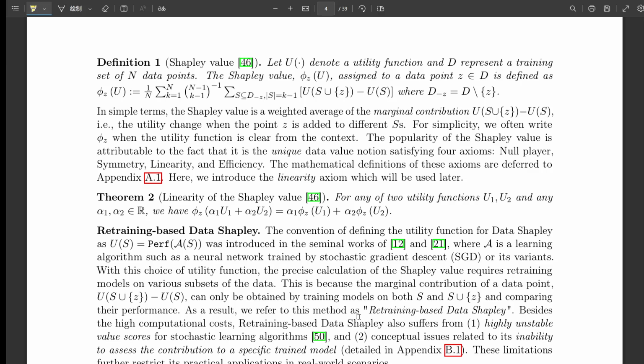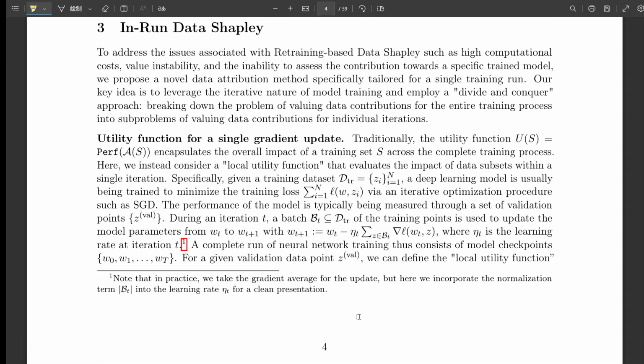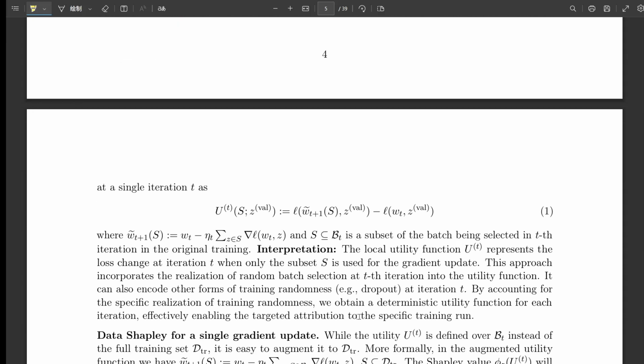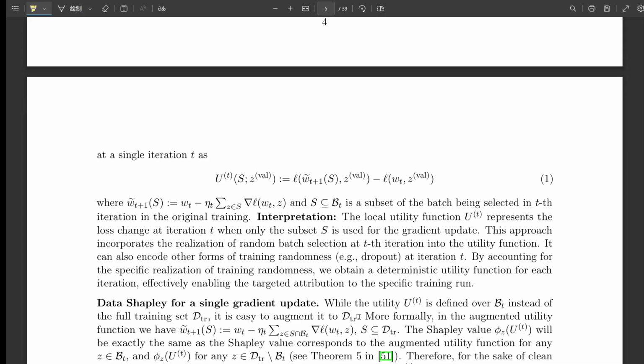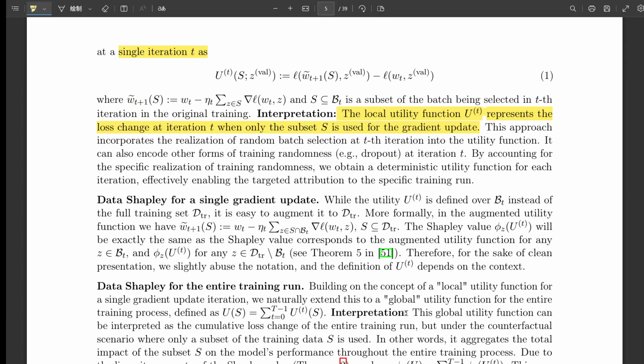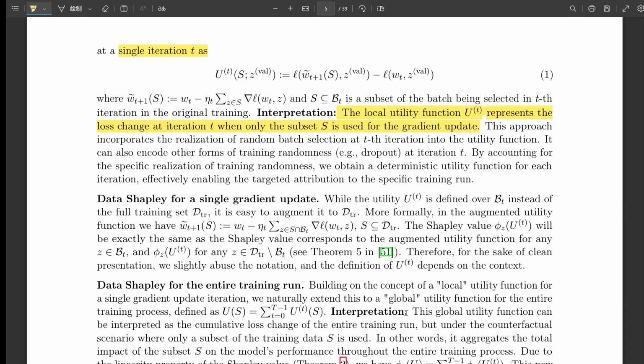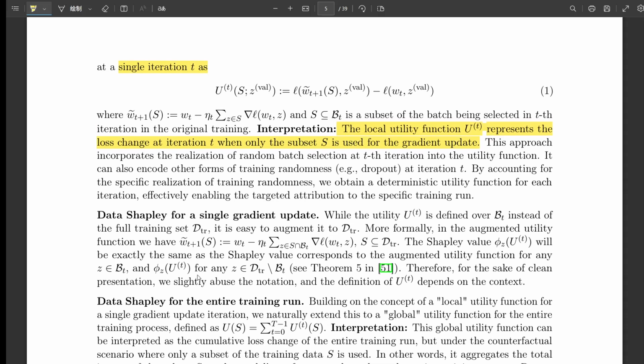How's that defined? So for a single iteration, let's call it T, and using a specific batch of data S, it defines a local utility. Think of it as measuring how much the loss changes on a separate validation example after that one update using batch S. Okay, so it checks the immediate impact of that training step on how well the model performs on some validation data. Precisely. It's the loss after the update minus the loss before on that validation point Xi.